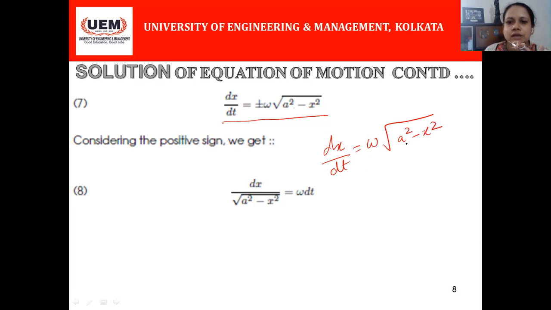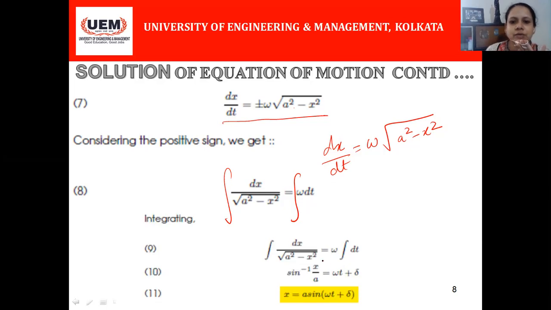So bringing all the x's to one side, we get dx by root of (a square minus x square) is equal to omega dt. And then what we do is we integrate both sides. Integrating both sides, we get the following relation. When we integrate 1 by root of (a square minus x square), it gives us sine inverse x by a. And integrating the right hand side, we get omega t plus an integration constant, which we depict by the symbol delta. And so this gives us x is equal to a sine (omega t plus delta), where a is of course the amplitude.